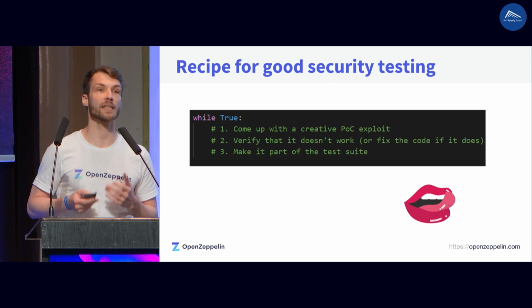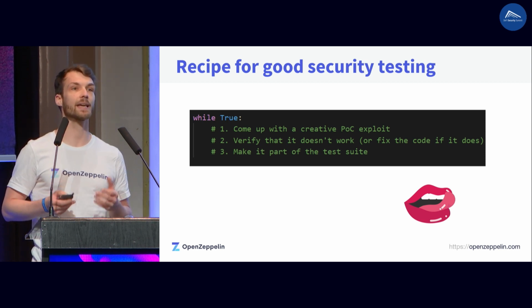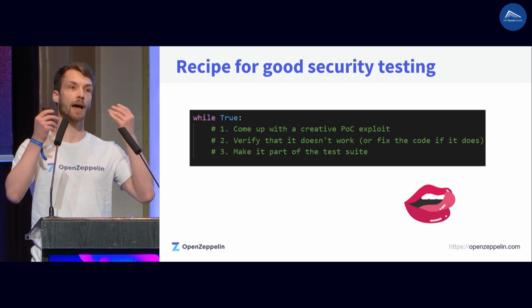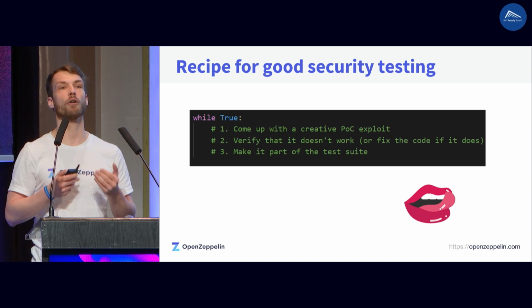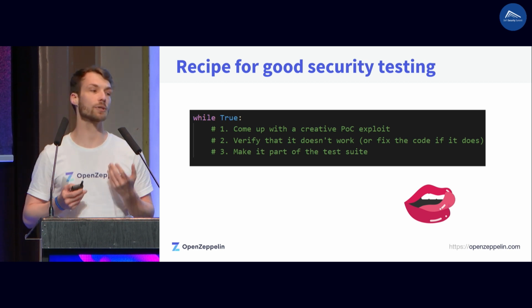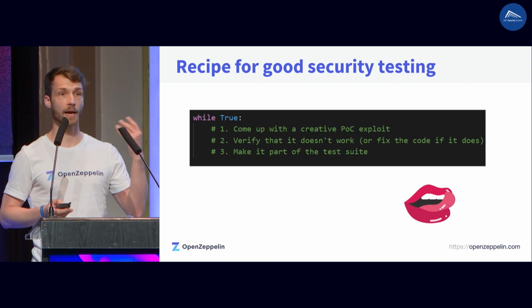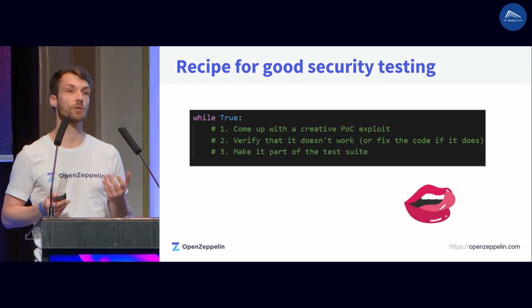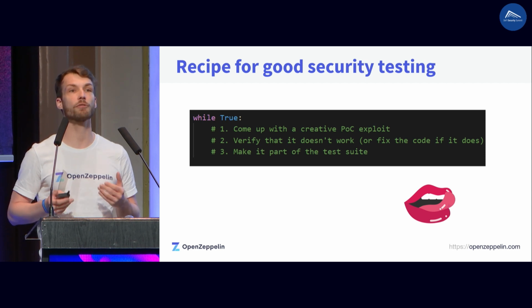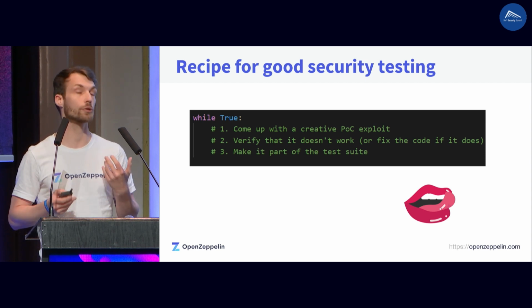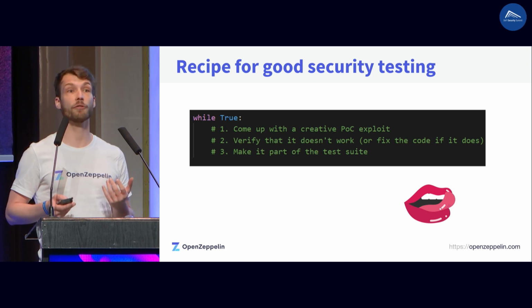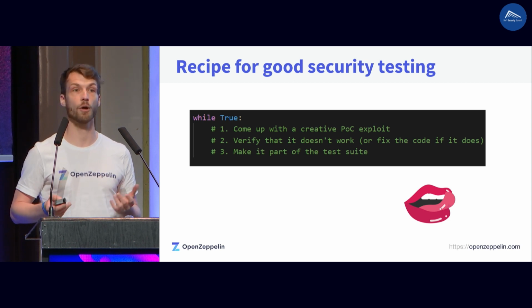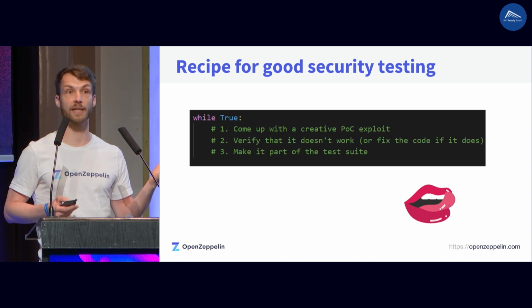So this is my recipe to make testing attractive: do hacking as part of testing. To do really good security testing, we start with while true, because you can iterate this loop forever. What you do is you come up with a creative POC exploit. You're basically trying to exploit your own protocol that you're trying to develop. Then you verify that it doesn't work, hopefully, or you actually found something that you really need to fix.